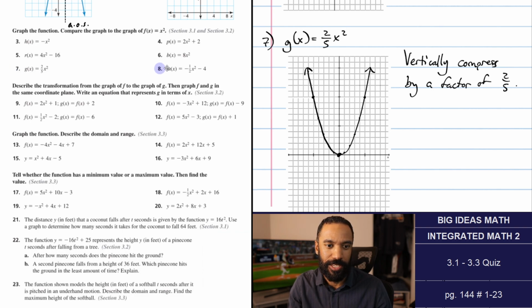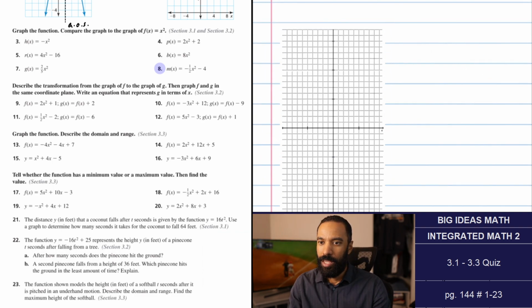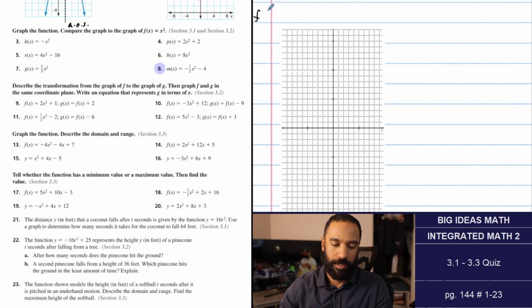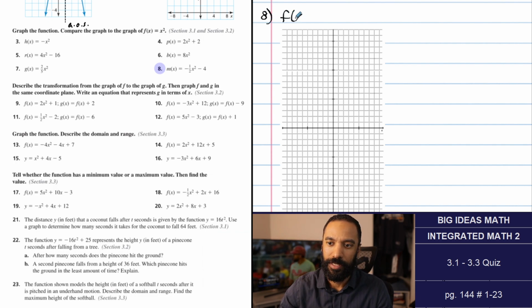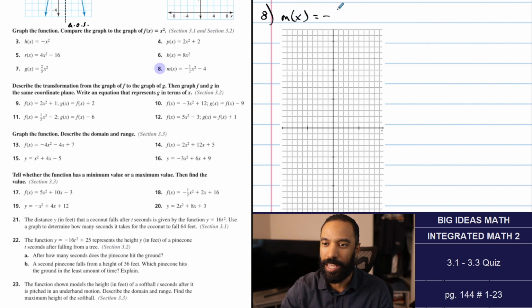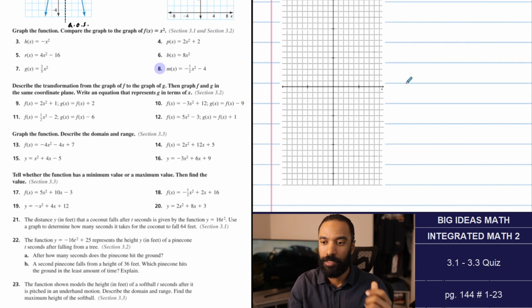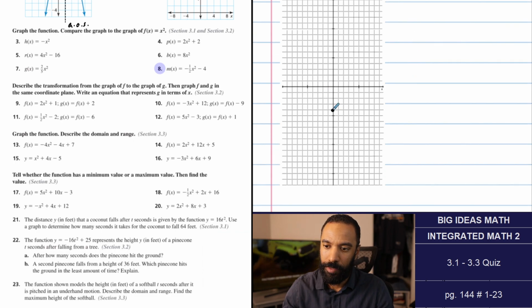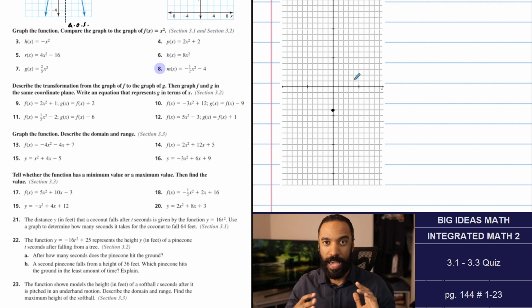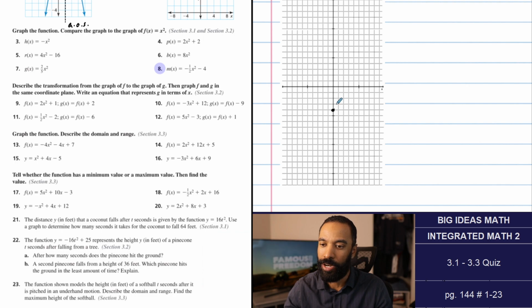And number 8. There are 3 things I need to mention in its translation. I can already tell, maybe you can as well. Number 8. F of x equals negative 1/2 x squared minus 4. All right, 4 units down. Negative means it'll go downward, a reflection over the x-axis. And the 1/2 means take half of 1, 4, 9, 16, etc.